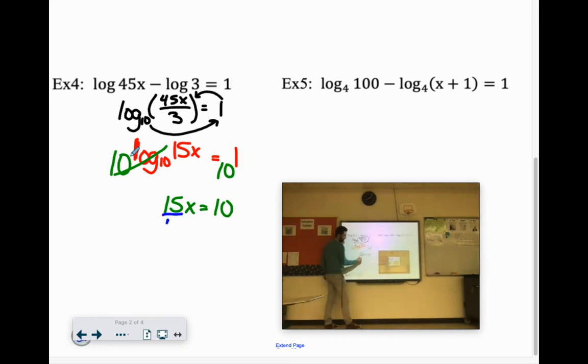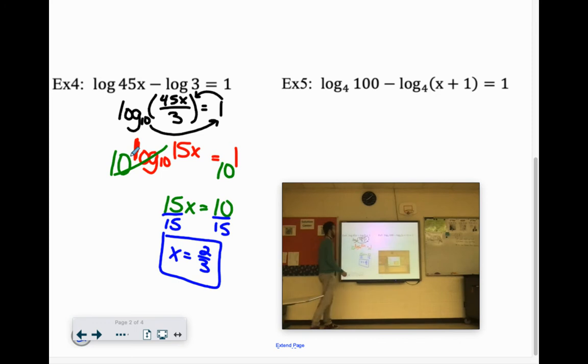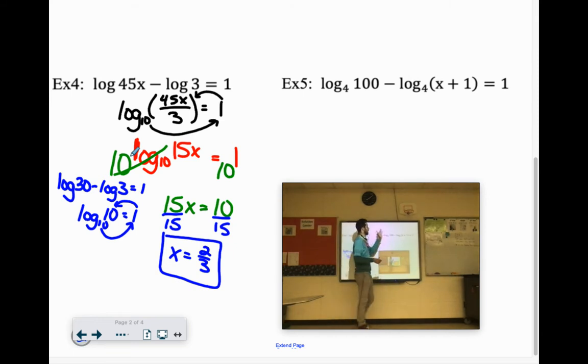Now when we divide by 15, we're going to get a fraction here. 10/15 reduces to 2/3. So you get x equals 2/3. Now, if you were to substitute that back into the original, 45 times 2/3 is 30. And then if you bring this together with division, 30 divided by 3 is 10. And log 10 does equal 1 because 10 to the first power equals 10. Great.